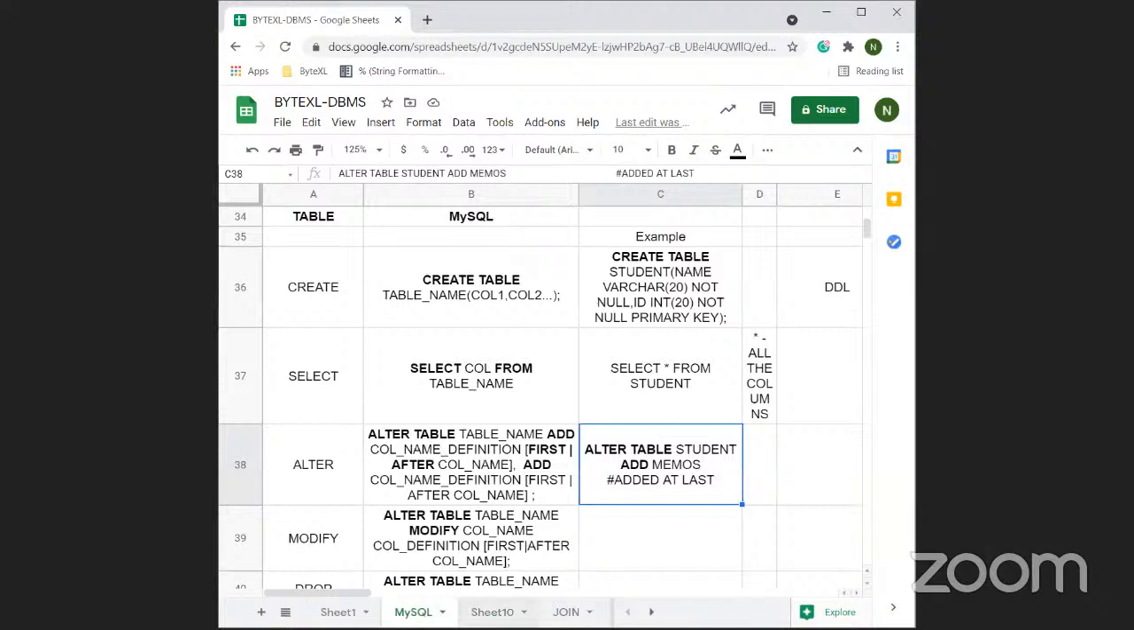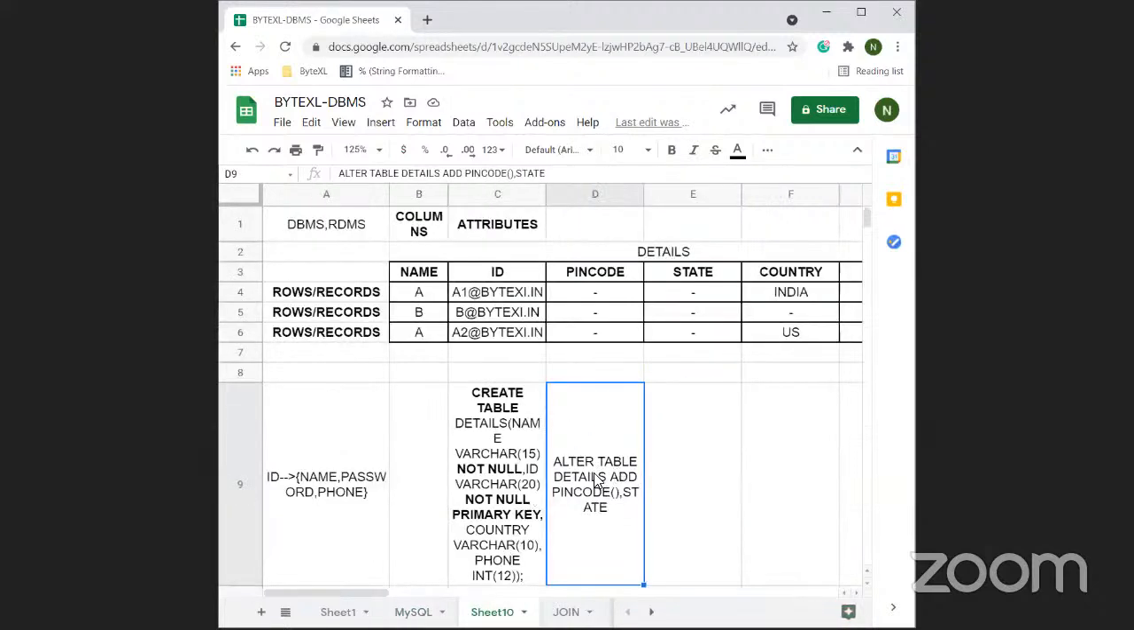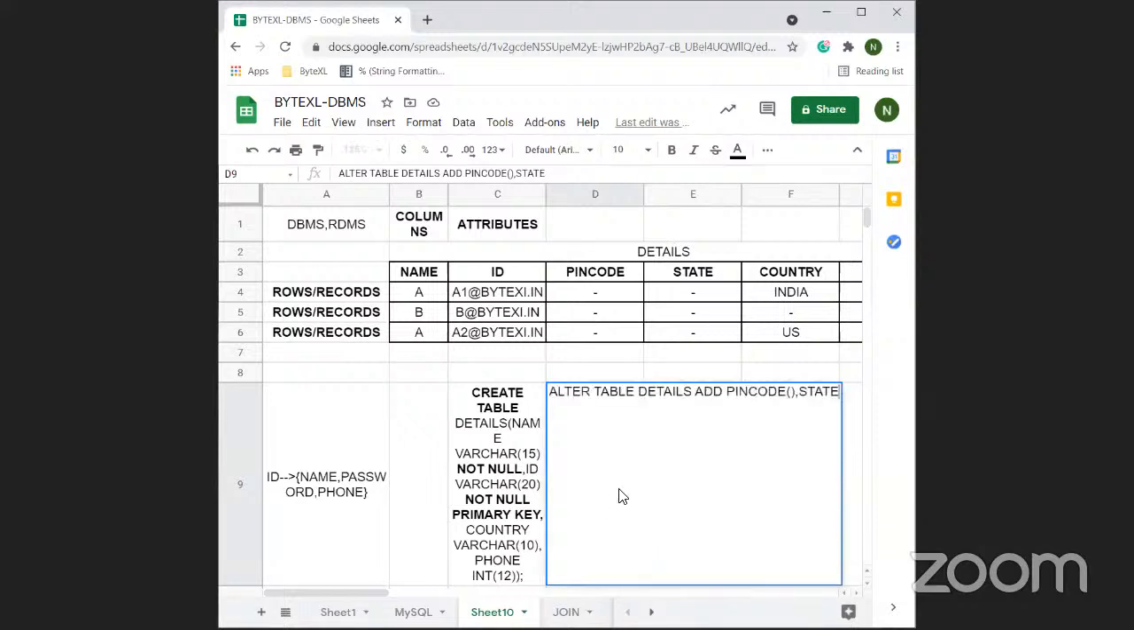See the definition. What do we mean by definition? Constraints. What are the constraints? Pin code, which should be in the form of integer, and give some size. That means I can store in pin code only integer, not exceeding size 10. If you want it to null, you can keep null. If you don't want null, don't keep not null. Again, these are all constraints.